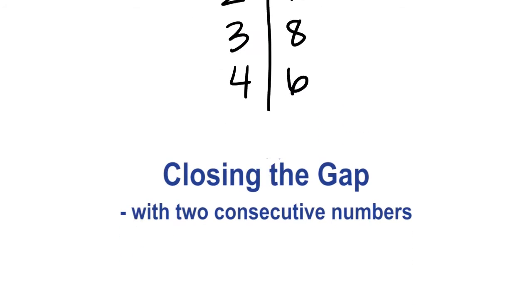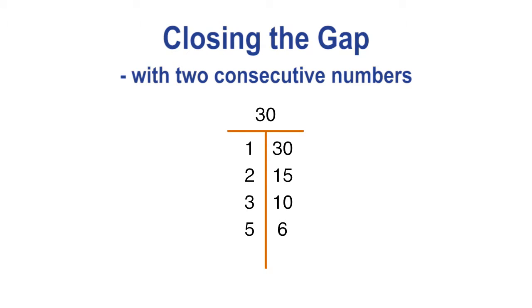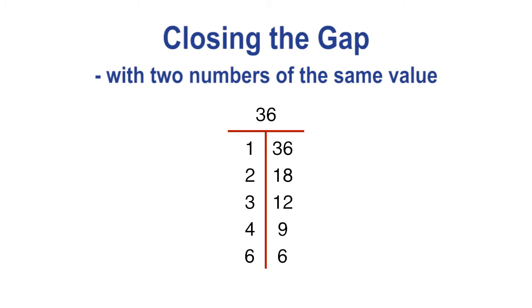The first way a closed gap can be formed is by having two consecutive numbers. For example, in the number 30, the factor pair of 5 and 6 are consecutive numbers, and no other whole number factors exist between those two numbers. The second way a closed gap is formed is with two numbers of the same value. In this example, 36 has a factor pair of 6 and 6.